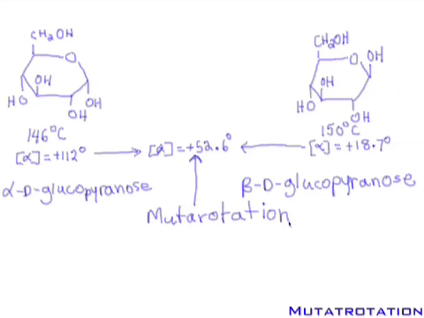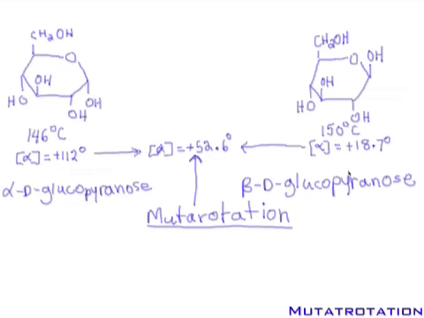Okay, let's say that again. We isolate alpha D-Glucopyranose in pure form. We measure its specific rotation as plus 112. We then redissolve it in water. And over time, we slowly watch the specific rotation convert to plus 52.6. That change in optical rotation is what we call mutarotation.